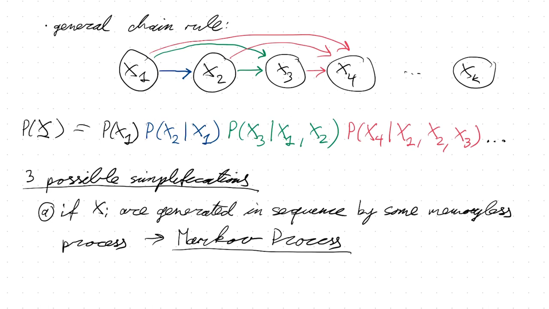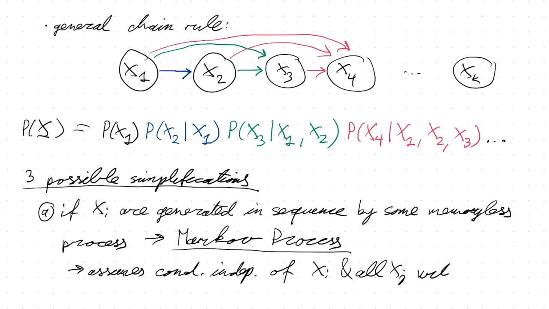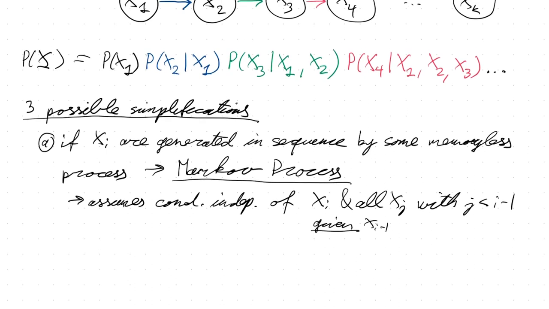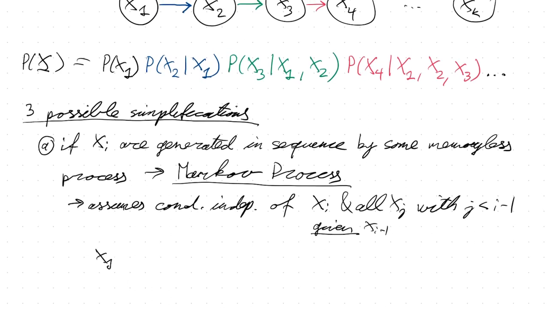So a Markov process assumes conditional independence of xi and all xj with j less than i minus 1, given xi minus 1. So what does this mean? It assumes that all of these links that jump by a distance of more than one don't exist. So what that means is that you can now draw a model that has the following form, has only these direct connections.